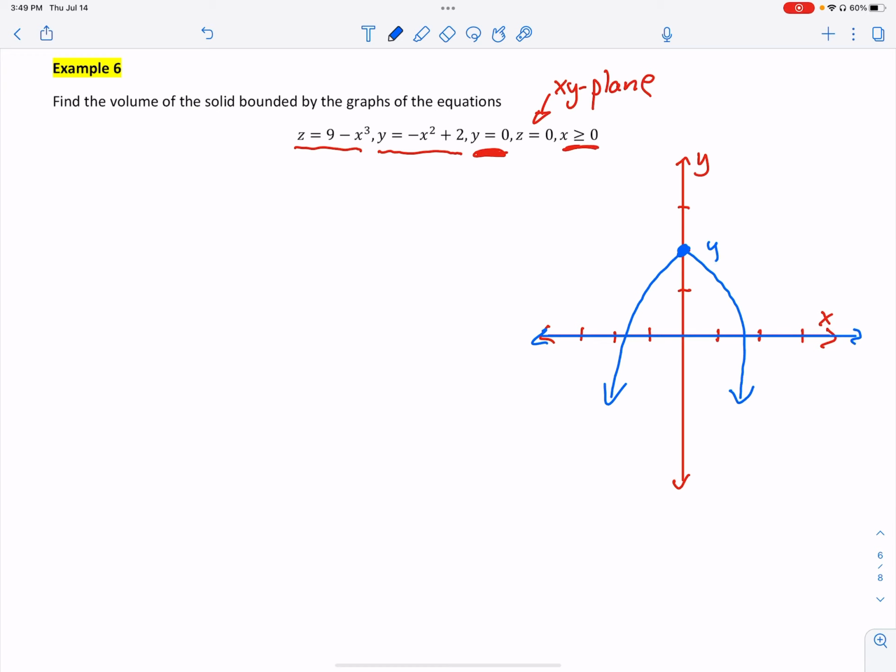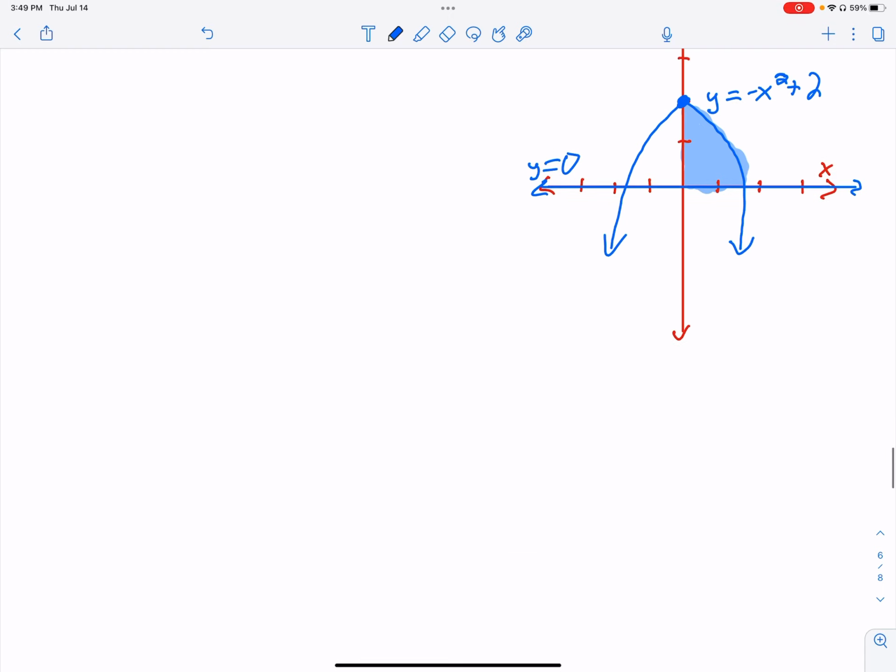All right, so this was y equals negative x squared plus 2. And then this one was y equals 0. And then they say also x is greater than or equal to 0. So we're actually talking about just this region right there. So above that region, in 3 space, we're finding the volume that's captured above that. Okay, so we have z's. We have z equals 0 and that. So that's easy. Let's set up this volume.